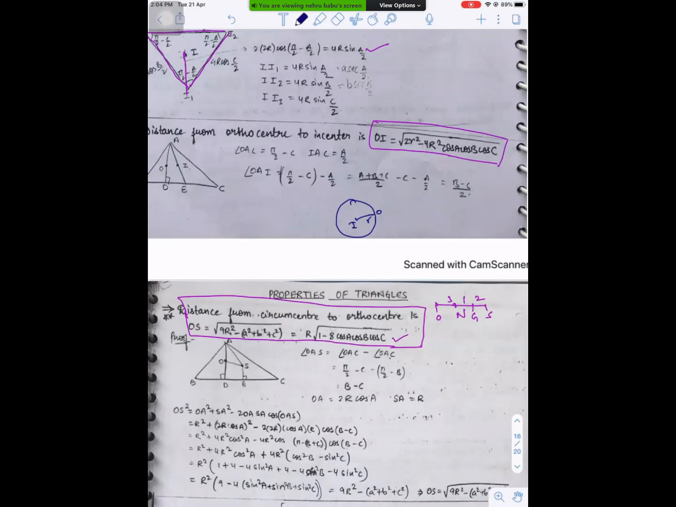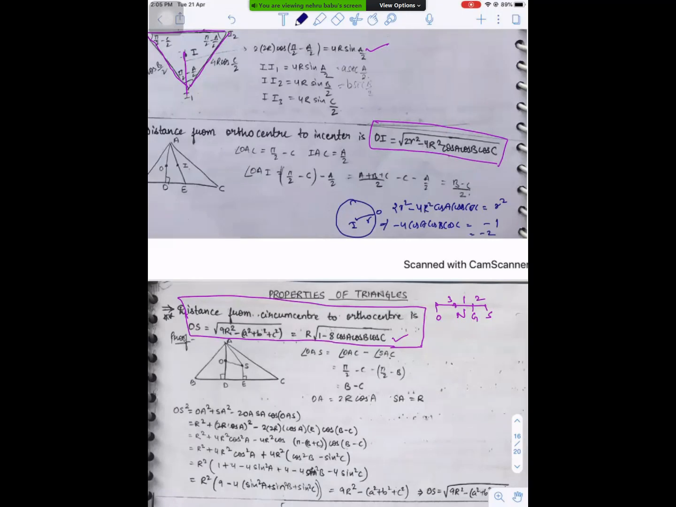So one more question is like this. If the incircle is passing through the orthocenter, then they ask what is cos 2A plus cos 2B plus cos 2C, like this. So you just have to use this result: 2r square minus 4r square cos A cos B cos C equal to small r square. From this, minus 4 cos A cos B cos C equal to minus 1.